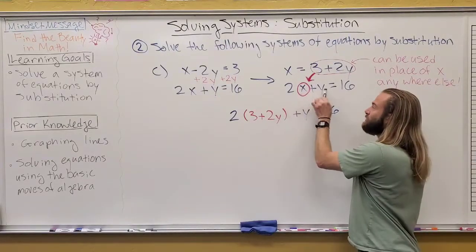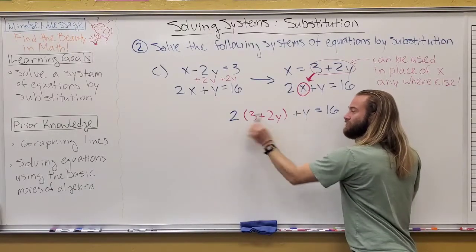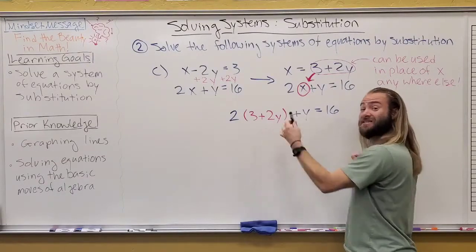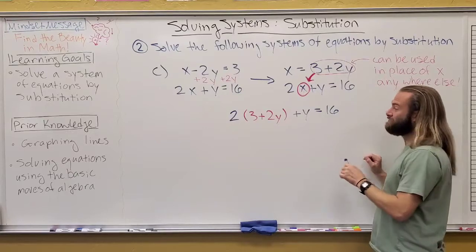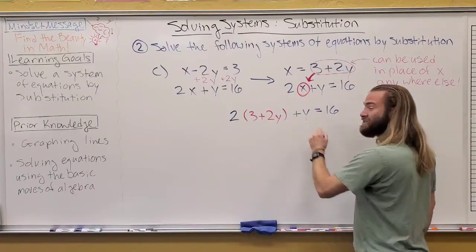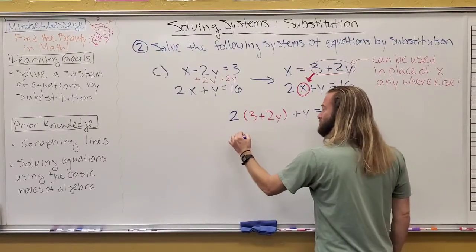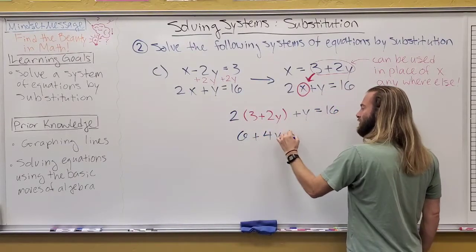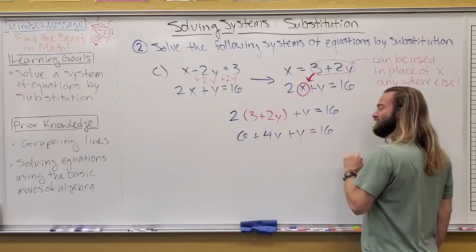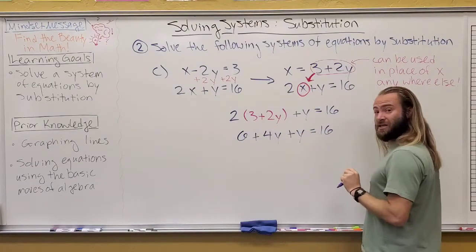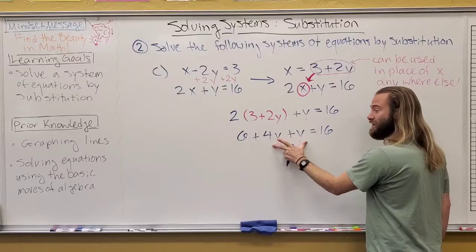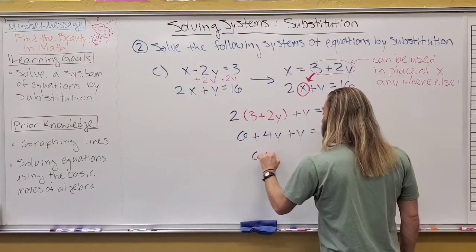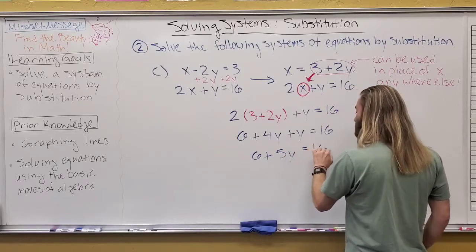So 2x plus y equals 16, so we have 2 times x plus y equals 16. And that's just because this is the same thing as x. So now we can just simplify this side and solve the equation. This becomes 6 plus, distribute that, 4y, plus another y equals 16. And these two can be combined together. Remember, anytime you see like terms, you can add or subtract them. So this becomes 6 plus 5y equals 16.